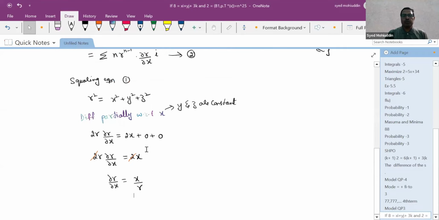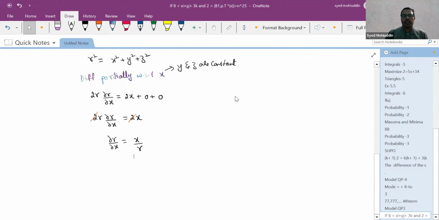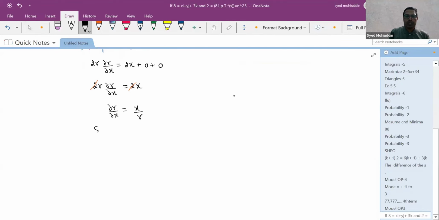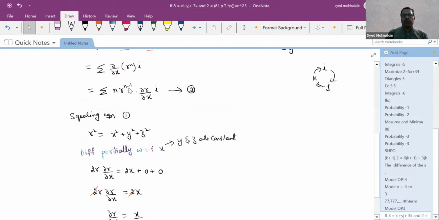Now this value we can substitute back over here in equation number 2. So therefore, substitute this value in equation number 2. So LHS is equal to summation of n r power of n minus 1 into dou r by dou x, which will be x by r, into i. Can you see here? In n r power of n minus 1, dou r by dou x, I have plugged in the value as x by r into i.